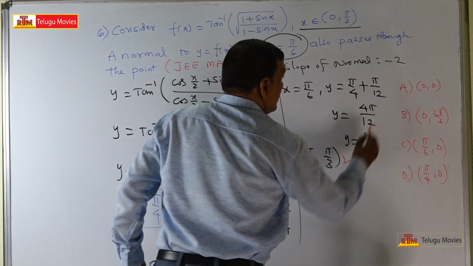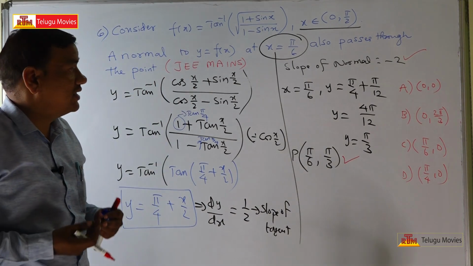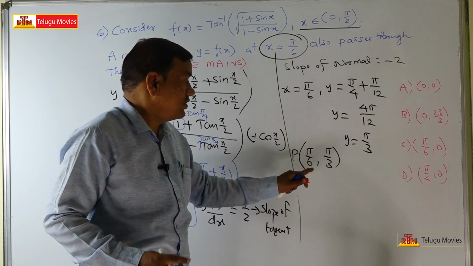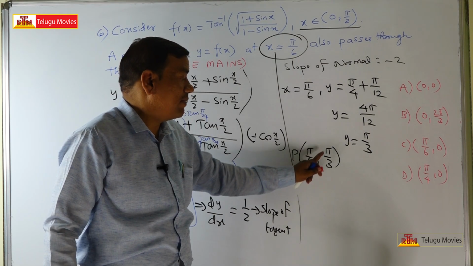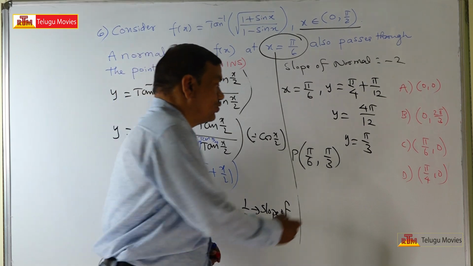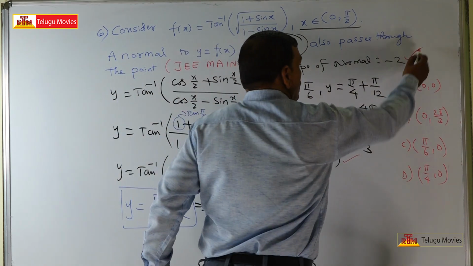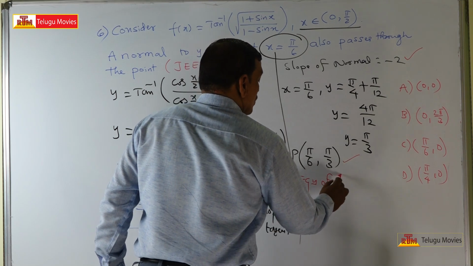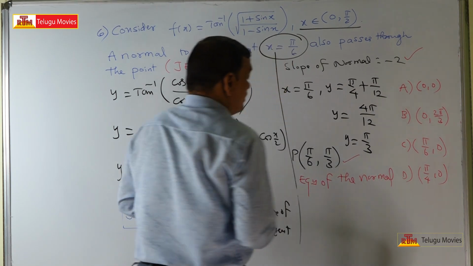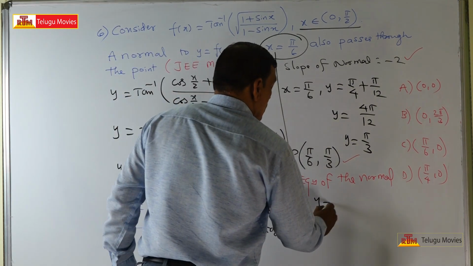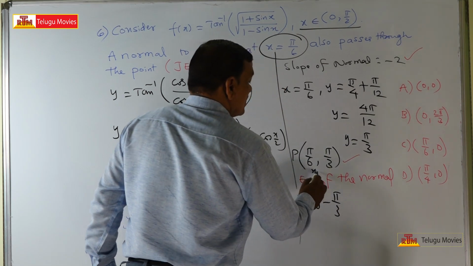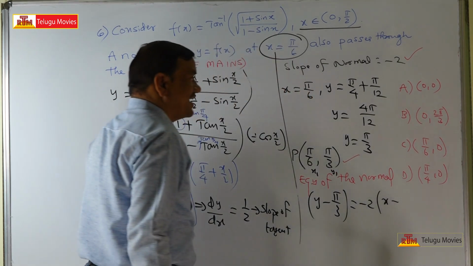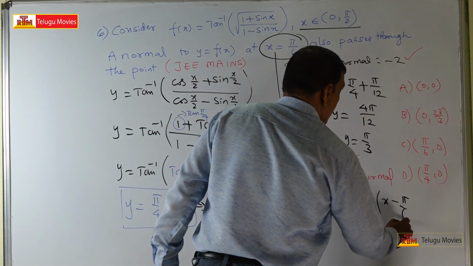So you know the point and you know the slope. You know the point through which the normal passes and the slope of the normal. So dear students, we got the point pi by 6 comma pi by 3 through which the normal passes, and its slope we also got as minus 2. So what is the equation of the normal? What is the formula? y minus y1, where y1 is pi by 3, so this is x1, y1. y minus y1 is equal to m into x minus x1. x1 is equal to how much? Pi by 6.